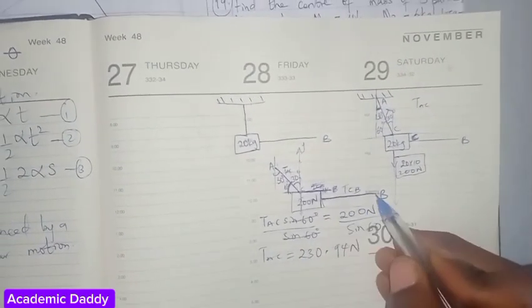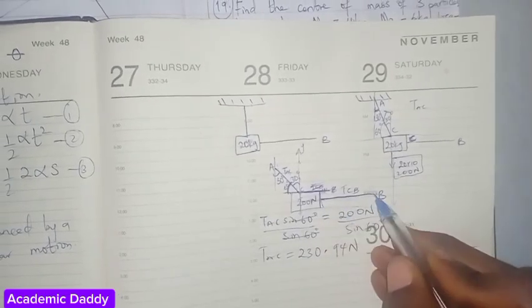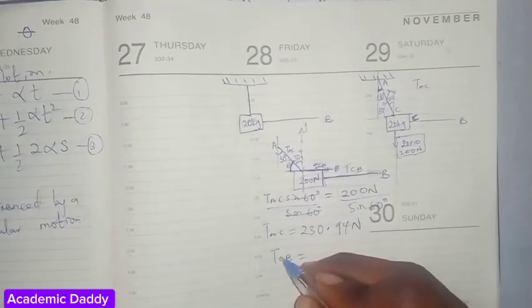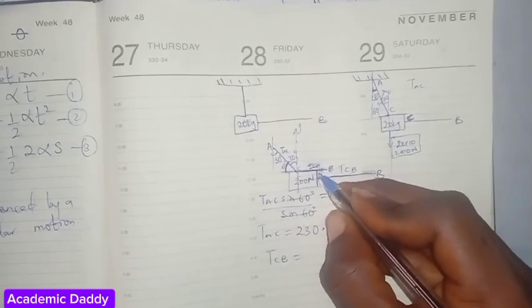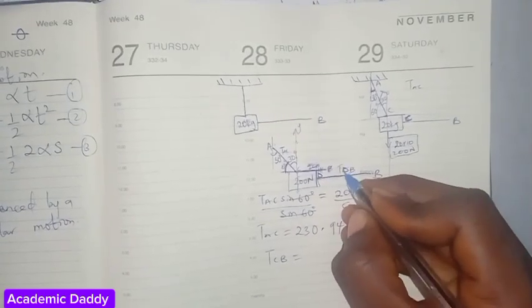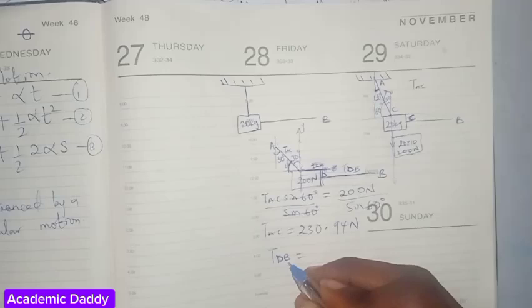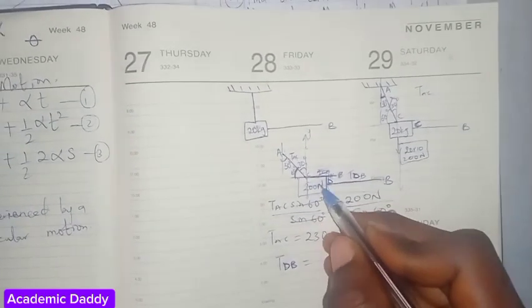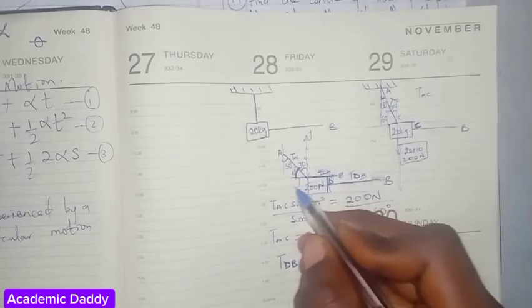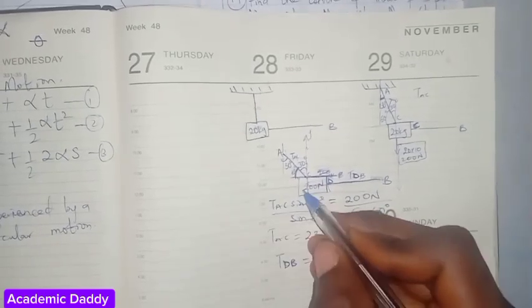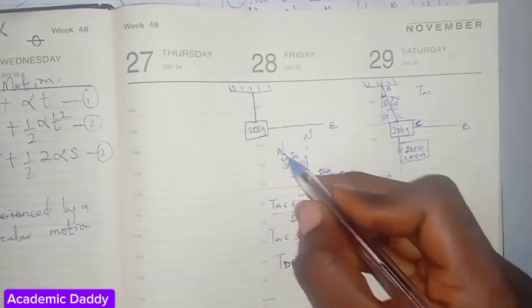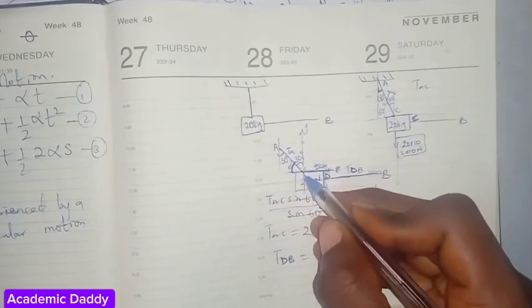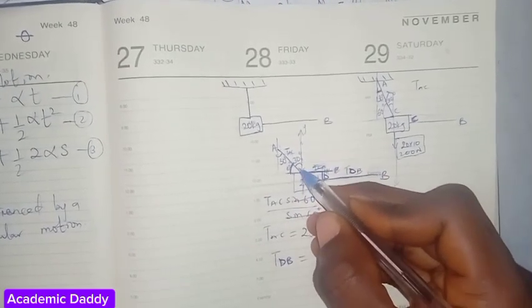Alright, so let me get the force here. If I want to get the force here, there is tension here, but I don't know it, so I say TCB. Let me call this point D, so I don't confuse it. So I can say TDB is equal to, now what force is acting this way? You can see that there is no force this way except for this one here. So that is why I chose this as the center.